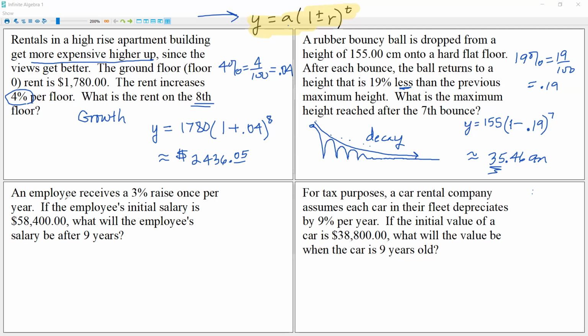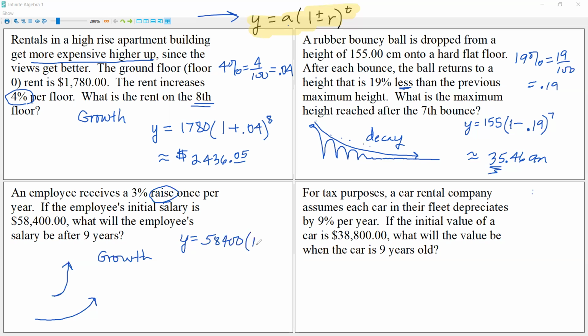Let's look at number 3. An employee receives a 3% raise once a year. Initial salary is here. What's the salary after 9 years? A raise indicates that it's going up, right? Their salary is increasing. You want your salary to jump up. I don't know if it's going to jump that much, but we at least know that this is a growth that probably looks more like this, right? Something like that.